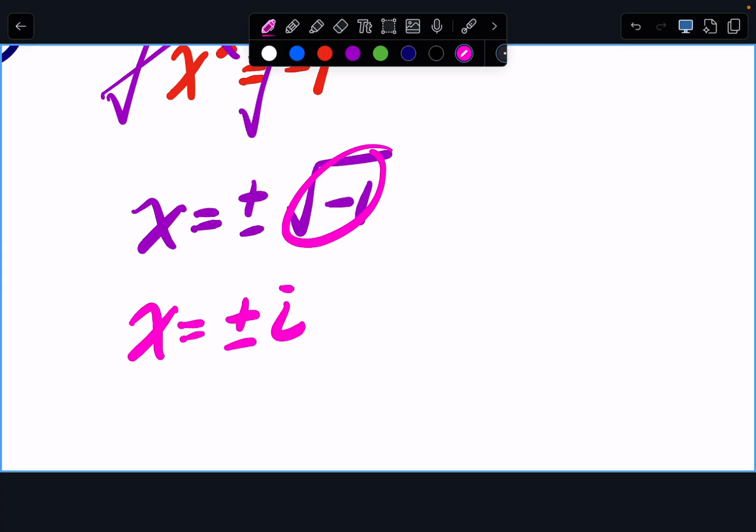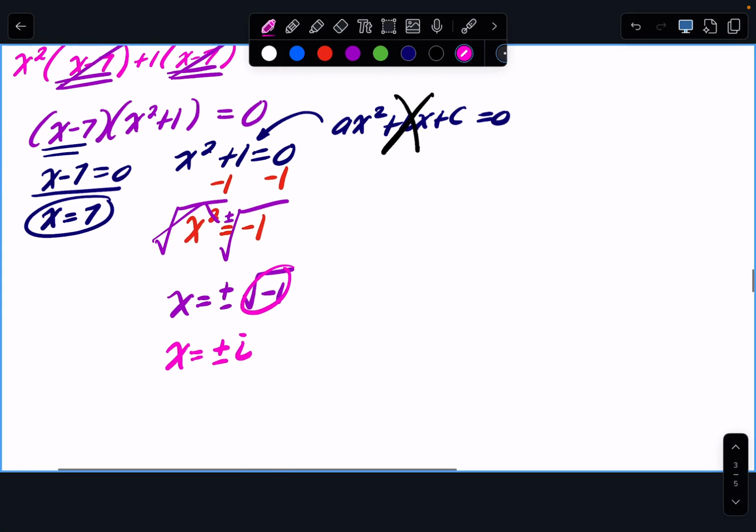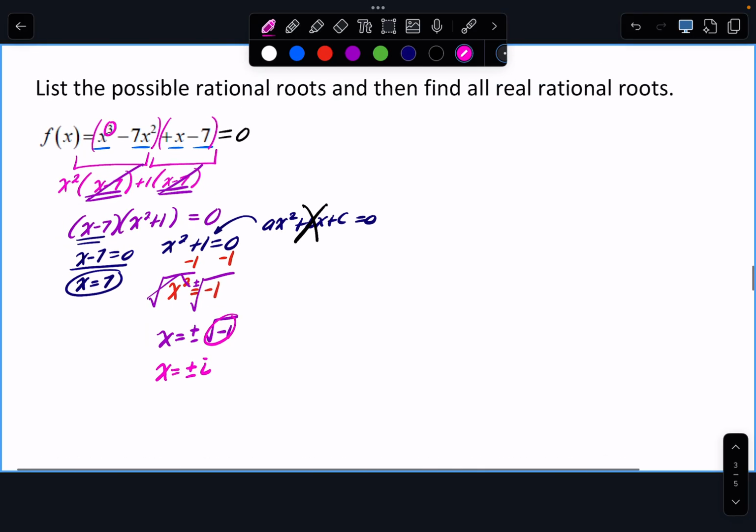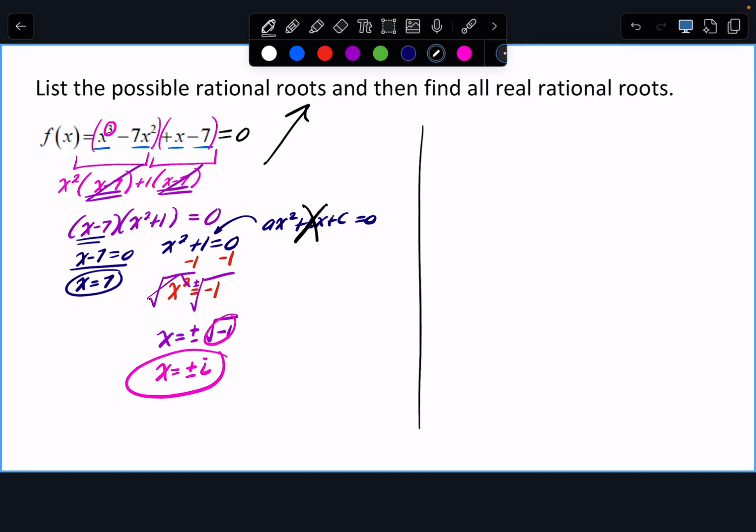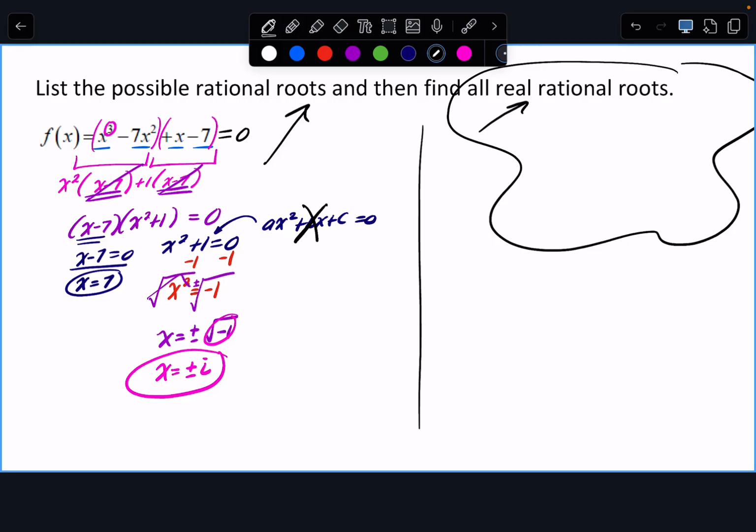Now my question is, how many solutions should we have? 3. Don't we have 3? The next question is, but wait, do they want that? Am I following the instructions from the test? It says, list the possible rational roots. Well, you guys chose grouping, so you're going to have to circle back. Find all the real rational roots. So for that part, we can adjust our answer. What would be our answer for the real and rational roots?